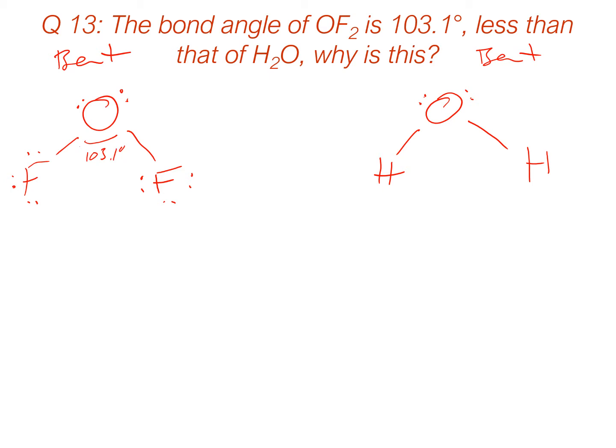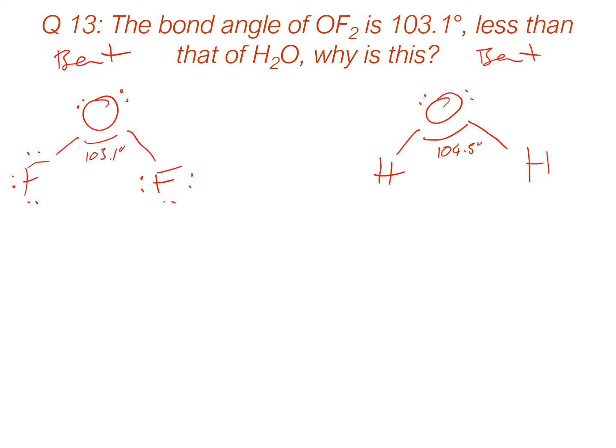The bond angle of OF2, so that's this angle here, is 103.1 degrees. It doesn't say in the question, but the water angle is 104.5 degrees. So the question is, why is the bond angle of OF2 a little bit smaller than H2O? Well, this all has to do with where the electron density is, which is related to electronegativity. So let's start with water first. Water has this bond angle of 104.5.